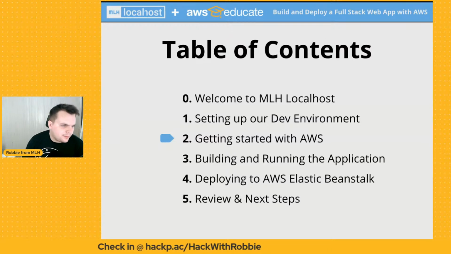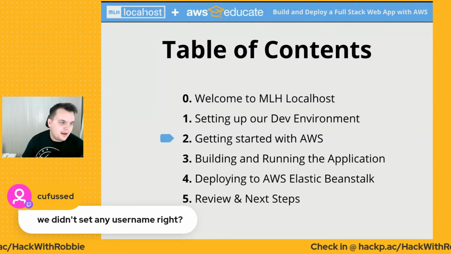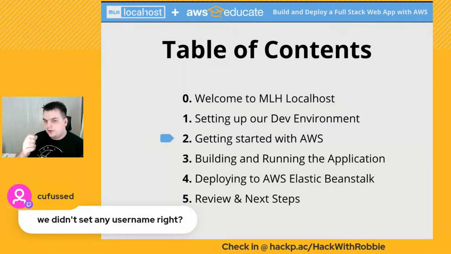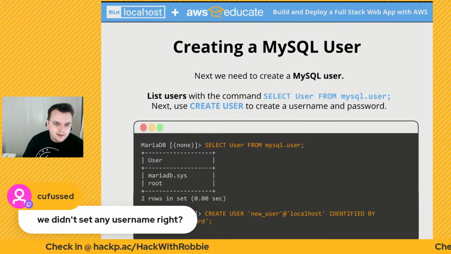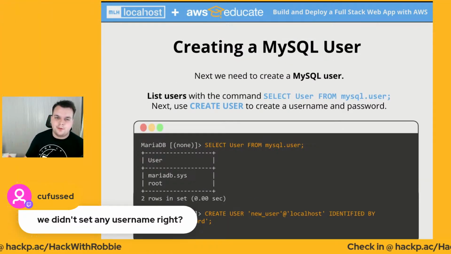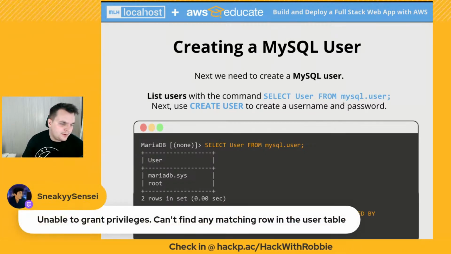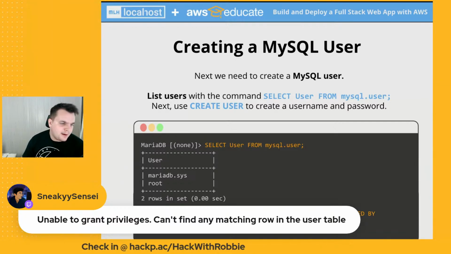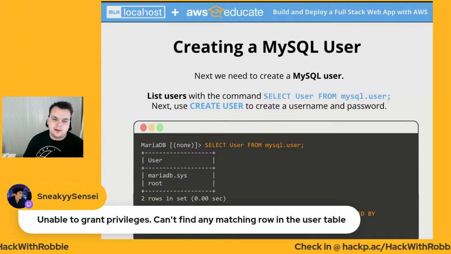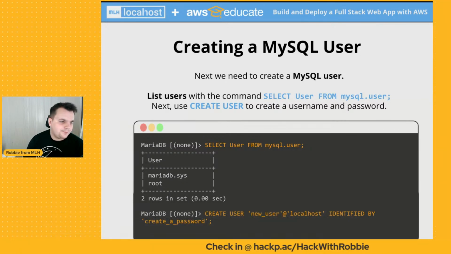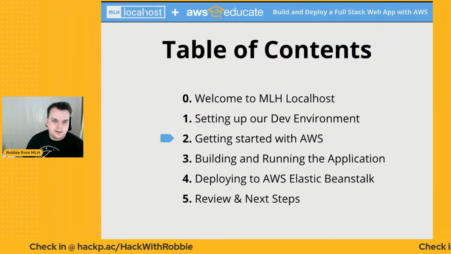Let's keep going. What are the messages here in the chat? We didn't set a username. So we created a user called new_user. That was from this command. I realize now I probably should have put something more sensible like Robbie as the user, but hey, we've got new_user. Unable to grant privileges, can't find any matching row in the user table. Make sure you've created the user, make sure you've not got a typo anywhere, and you're using the right username somewhere. Okay, keep going.